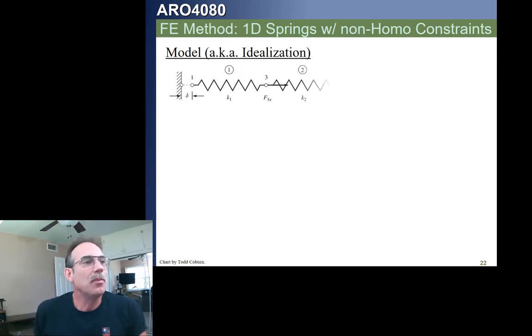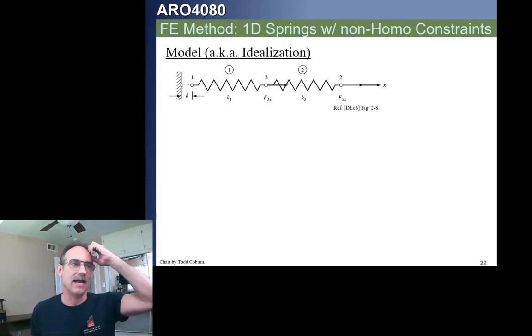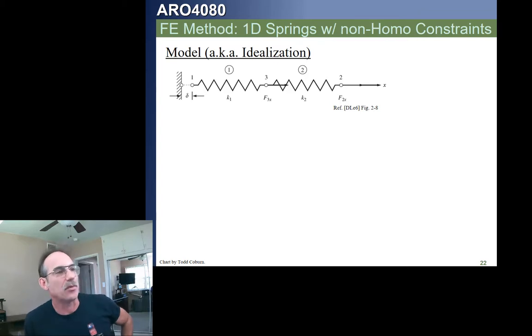So if we have a similar problem, this looks similar. We've got two springs again going from 1 to 3 and 3 to 2, and now we have an enforced displacement. I'm going to move a little faster on the things we've already done and a little slower on the things we haven't done. Okay? This time we have an enforced displacement. Bummer. This makes it more complicated.